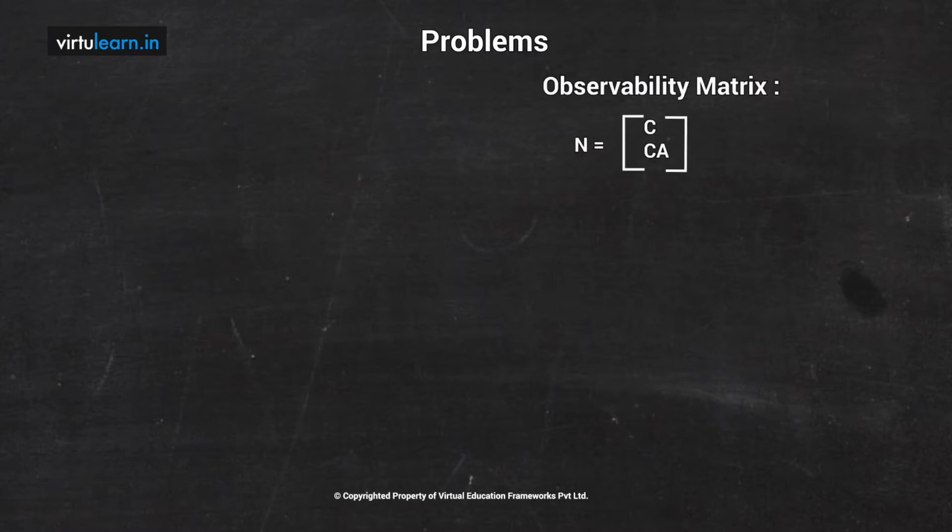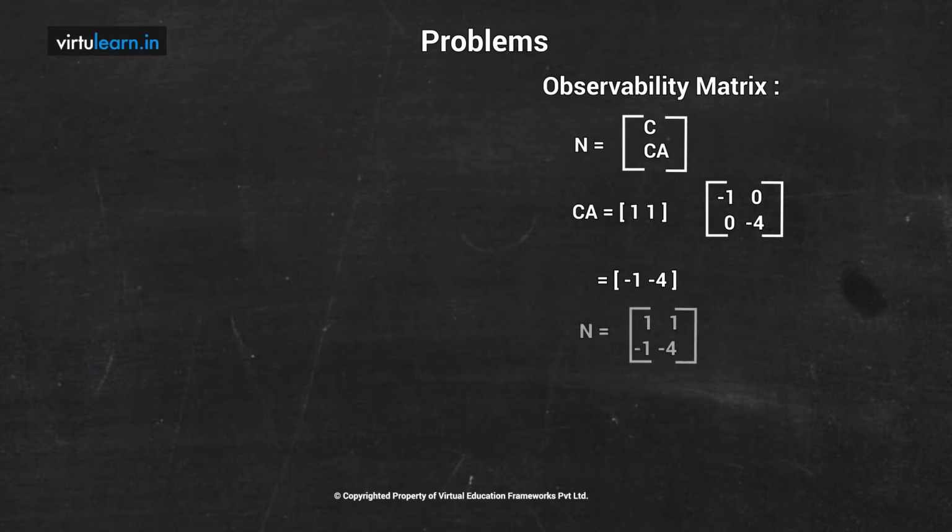Similarly, for the same case we can find out the observability. We know the C matrix is [1, 1], and we can also find CA, which is going to be [-1, -4]. With these two, I can form my N matrix. What will be the determinant of the N matrix? It is going to be -3, which means it is not equal to 0, so it is observable. So in the first case, case A, we got the result as uncontrollable and observable.